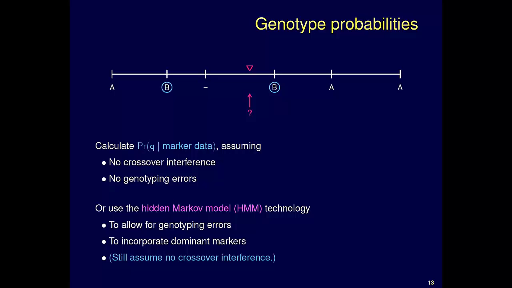And the calculations are easier. What we do in practice is form a grid of putative QTL positions along the chromosome, and then all at once calculate the genotype probabilities at every one of those positions. But the essence of it, I think, is to imagine that there were no genotyping errors and no crossover interference, that you're just looking at nearby markers and using that to calculate the probability for each of the possible QTL genotypes.